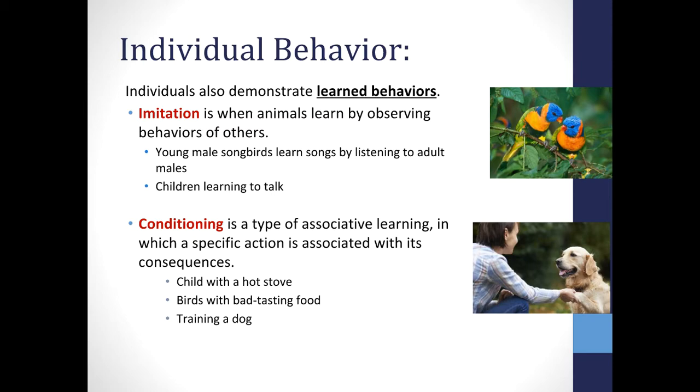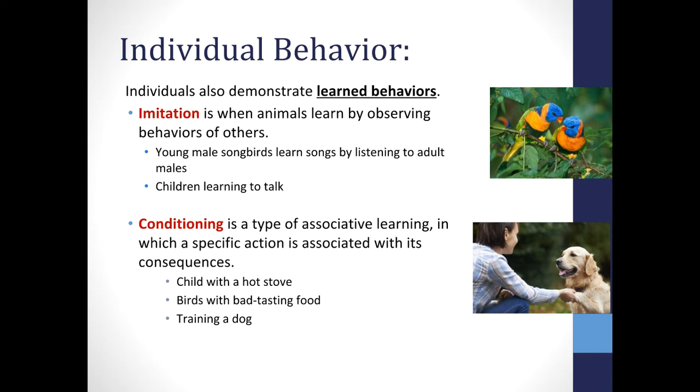All right, next one is the individuals also demonstrate learned behaviors. If we look at imitation, this is when animals learn by observing behaviors of others. The birds here, young male songbirds, learn songs by listening to adult males. That is not an innate behavior, which I think is really interesting. So it'd be interesting to listen to birds' songs over time and see how that's changed. It's kind of like a game of telephone, maybe. Children learning to talk, that is imitation as well.